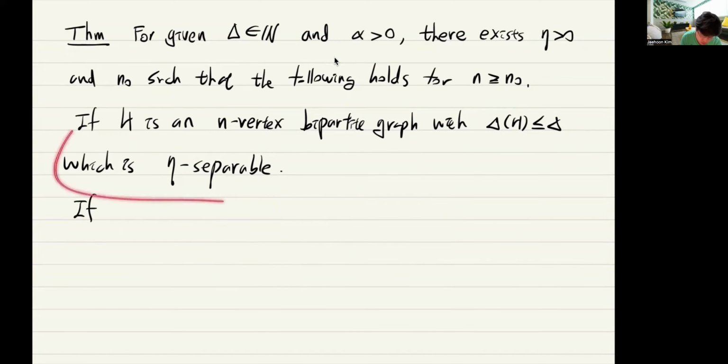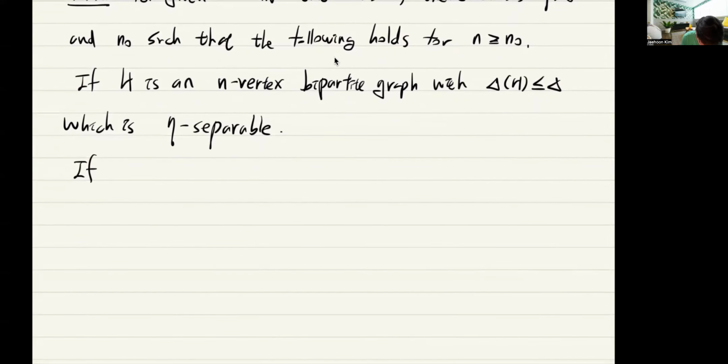And many natural classes of graphs are eta-separable. For example, planar graphs are always eta-separable for an arbitrarily small number eta, as long as your planar graph has a sufficiently large number of vertices. Or any graph from a non-trivial minor-closed family also satisfies this. And yeah, there are many natural classes of graphs, where all the graphs in that class are eta-separable for arbitrarily small eta.